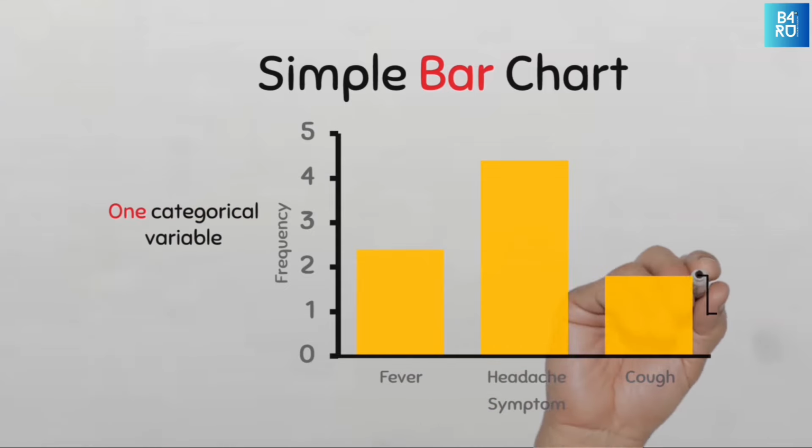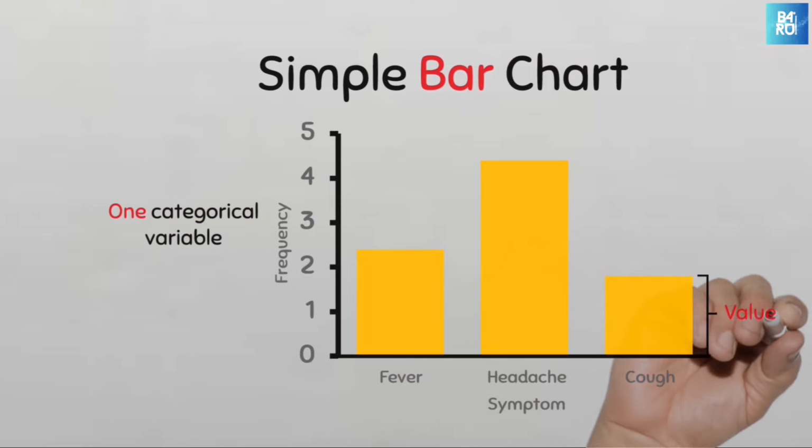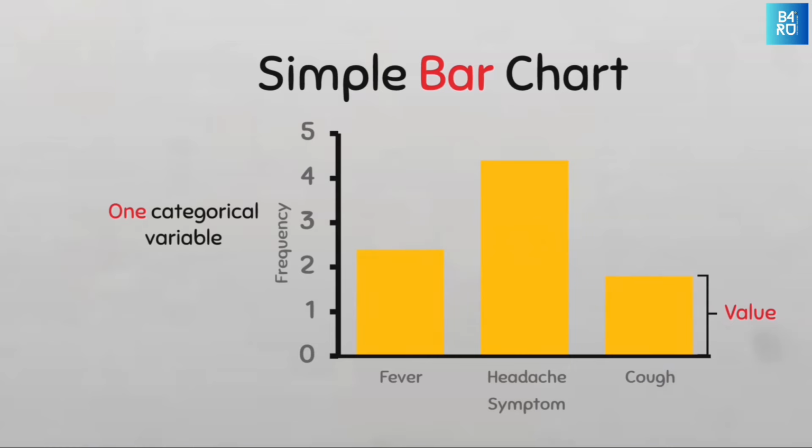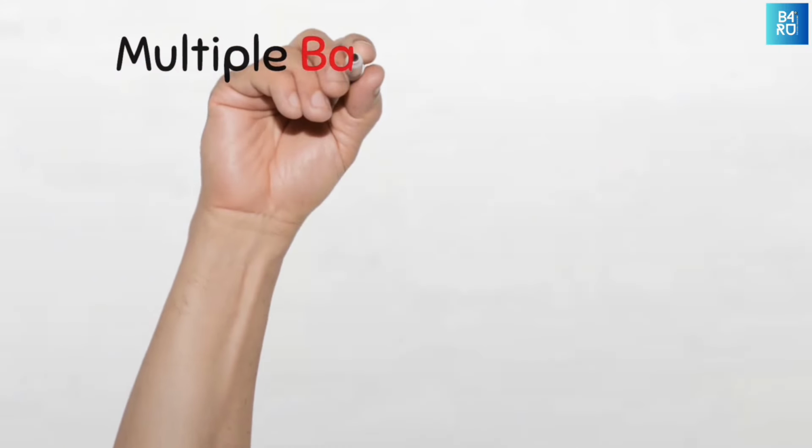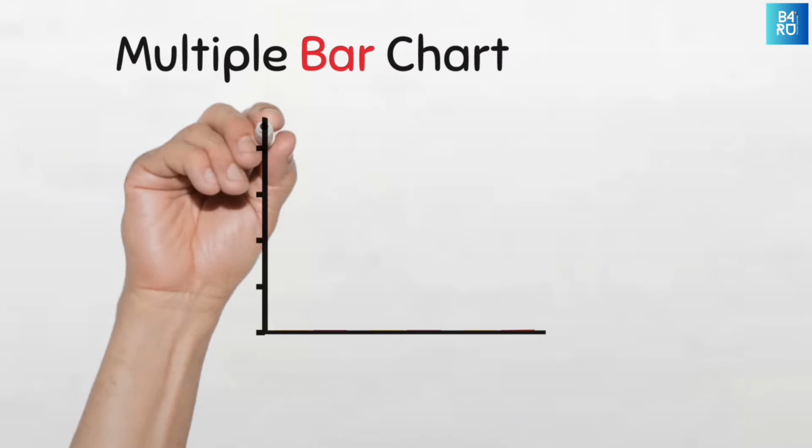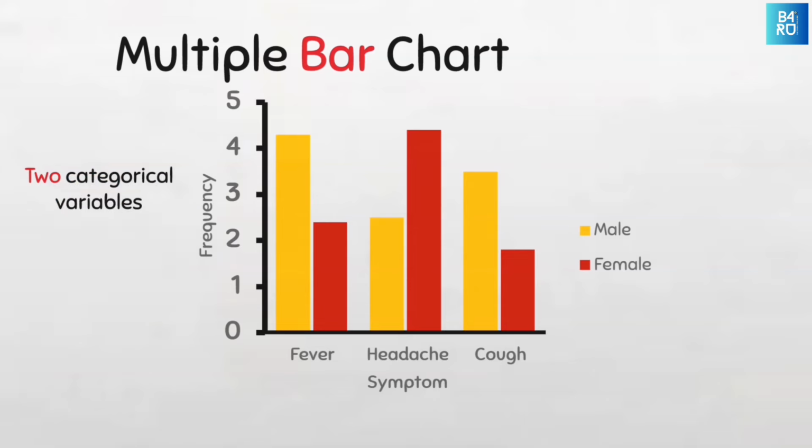The height of each bar indicates the value of the category represented. So in this example, we see that we have one categorical variable, which is symptom, and it has three categories, and each category is represented by a bar whose height indicates its frequency. The multiple bar chart, unlike the simple bar chart, is used for comparing data of two categorical variables.